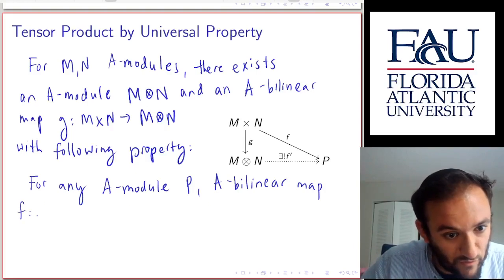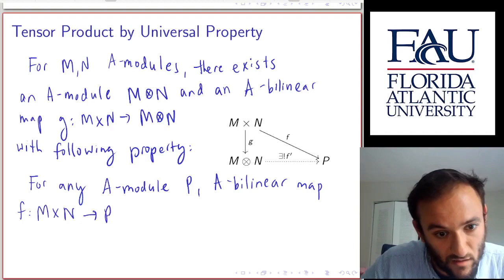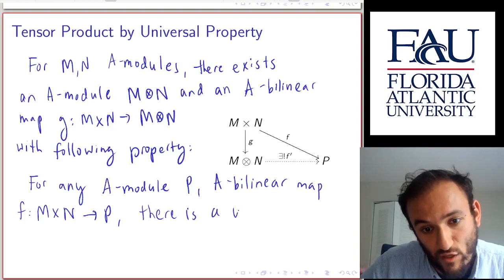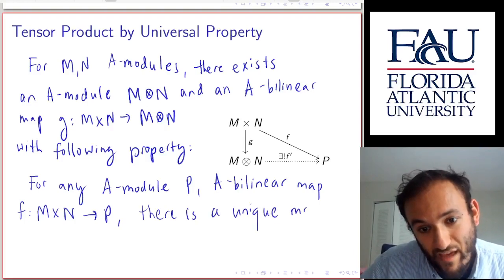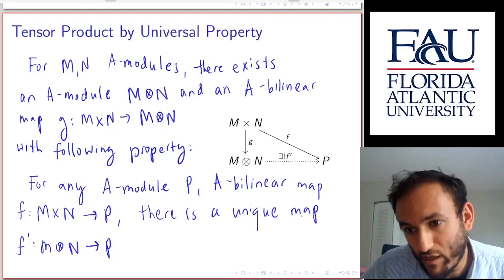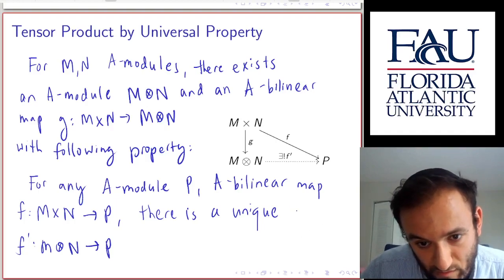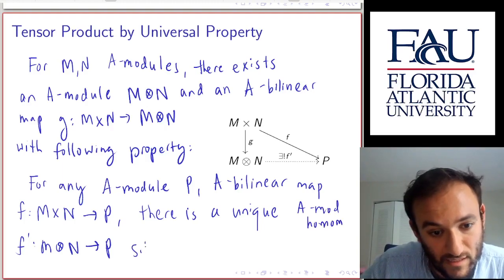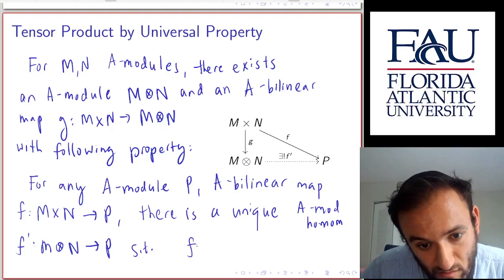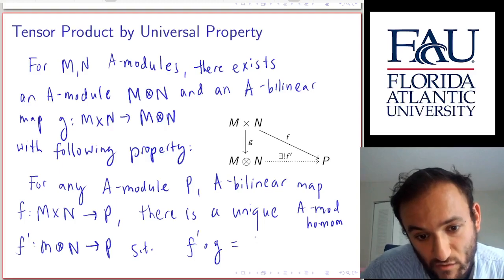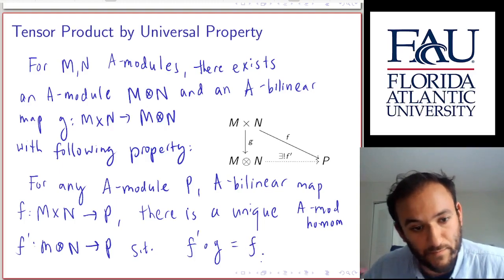F from M cross N to P, there is a unique map F prime from the tensor product to P, and it'll be an A module homomorphism, such that F prime composed with G is going to be equal to F. Okay?